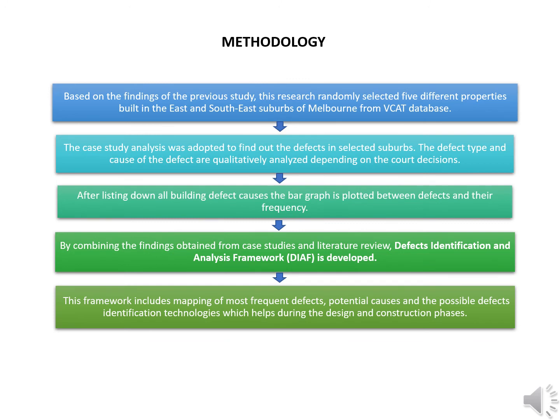If we look into the methodology of this research, the first step is to gather information about defect types, causes, and identifying technologies. Based on the findings of a previous study, the authors mentioned that most of the defects are recorded in the east and southeast suburbs of Melbourne. So this research randomly selected 5 different properties built in those particular suburbs of Melbourne. Then case study analysis was adopted to find out the defects in those selected suburbs.